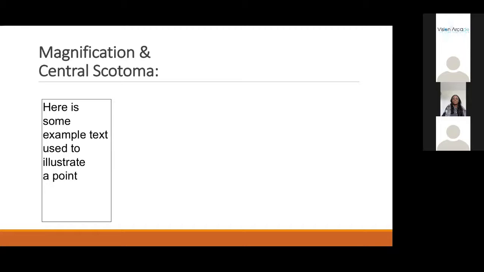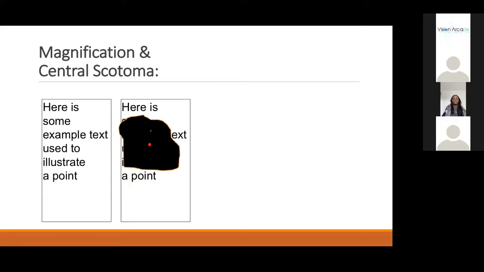So this is just a bit of text to make the point. You've just got regular text here that hasn't been magnified. And this is how we would see it as normal without any problems. However, the same text, if the patient has a scotoma, that is what they would see. The majority of the text would be covered by that, and they'd only be able to see small segments or small parts of it.